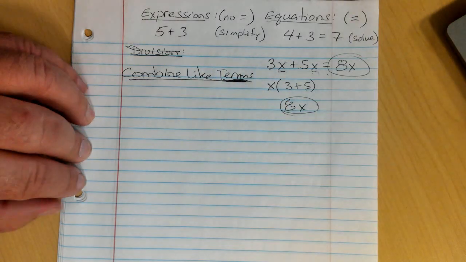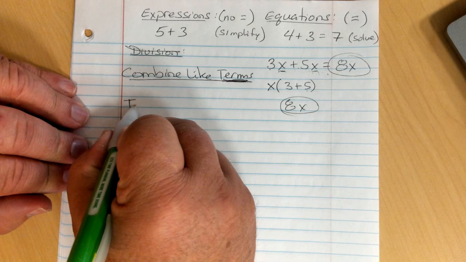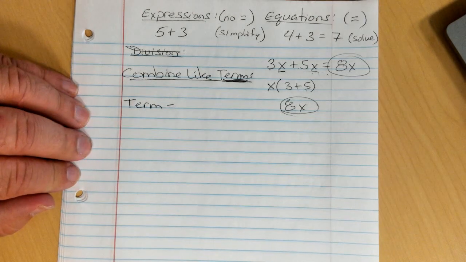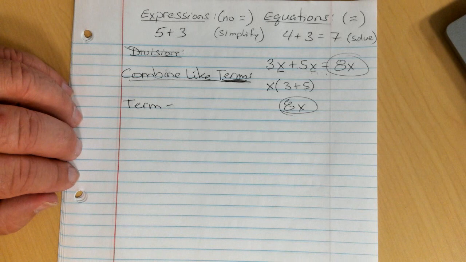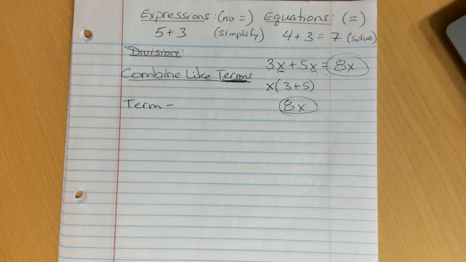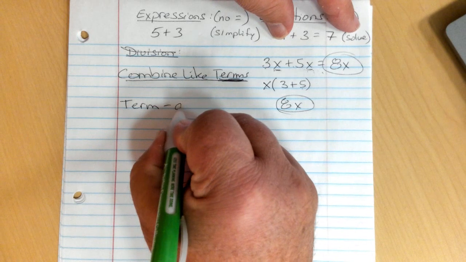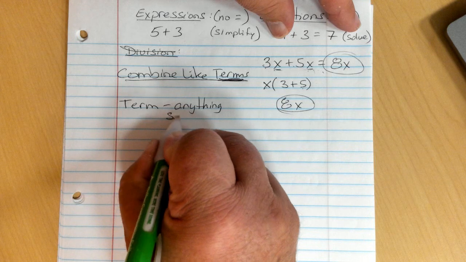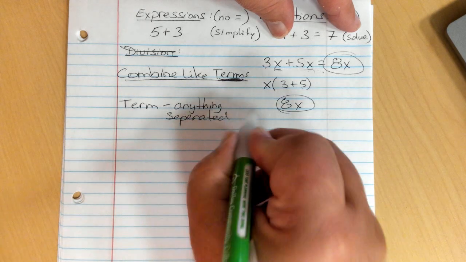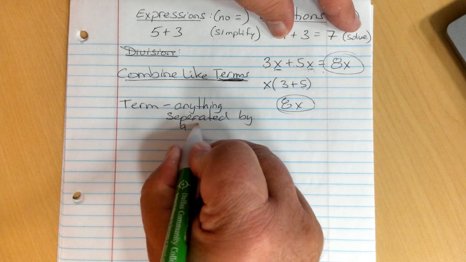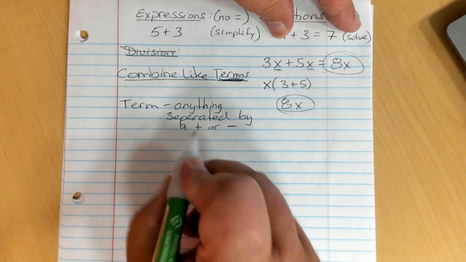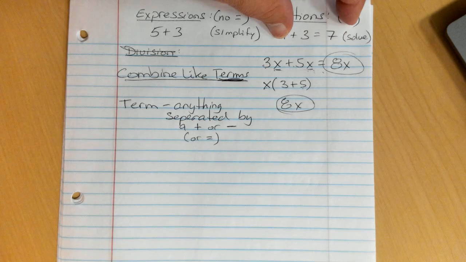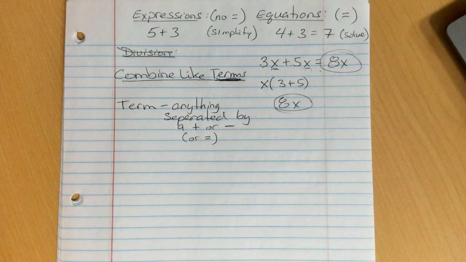What does the word term mean? What is a term? A term is anything separated by a plus or minus. Actually, or later when we get to or equals. Those are terms. A term is anything separated by a plus or minus. We're looking at it for right now.